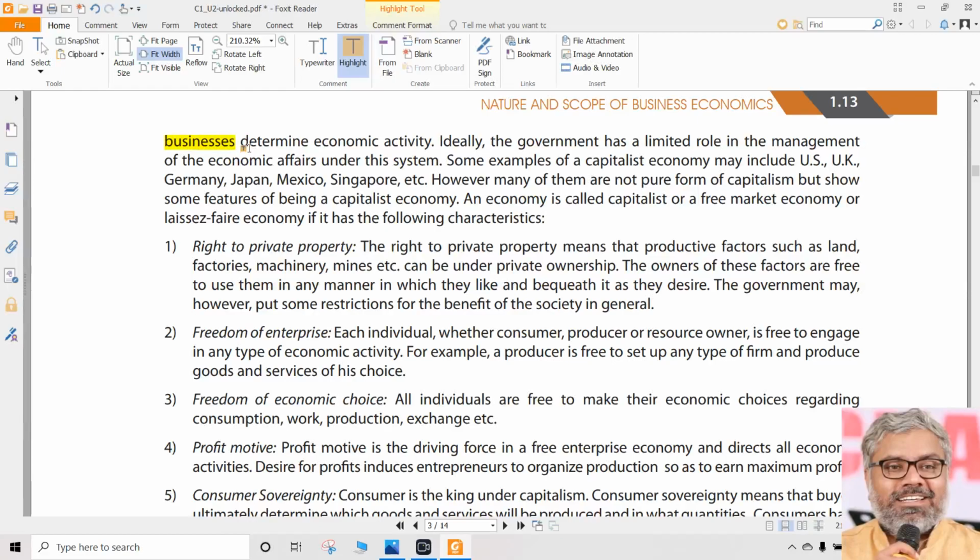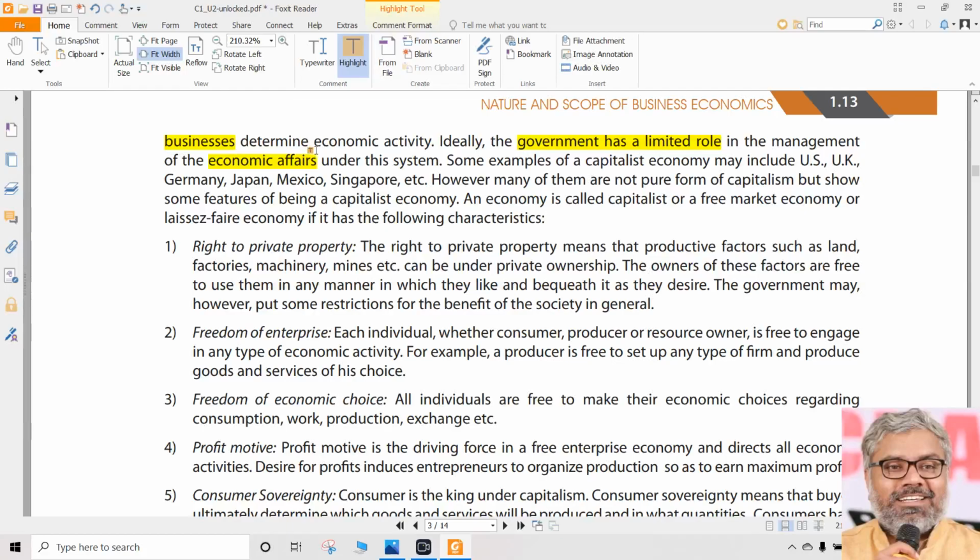Who will determine the economic activity? Economic activity once again means production and distribution. Who will decide how much to produce, what to produce, for whom to produce, all these questions? In capitalistic societies, businesses will determine. So ideally, in capitalism, government has a very limited role in the management of economic affairs. Government will not be involved much in the economic affairs under this system.